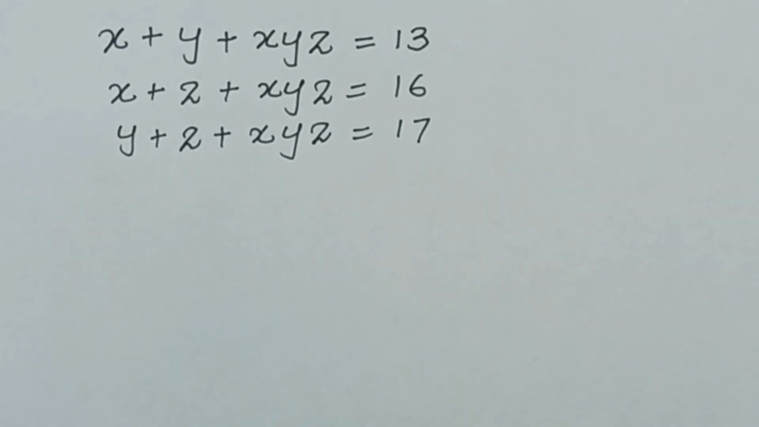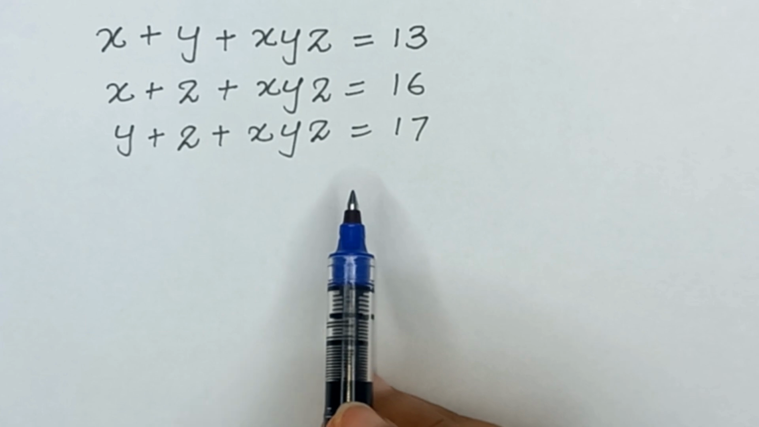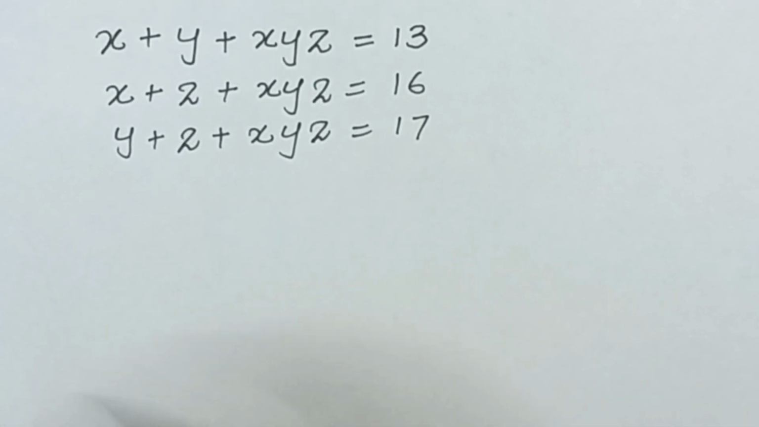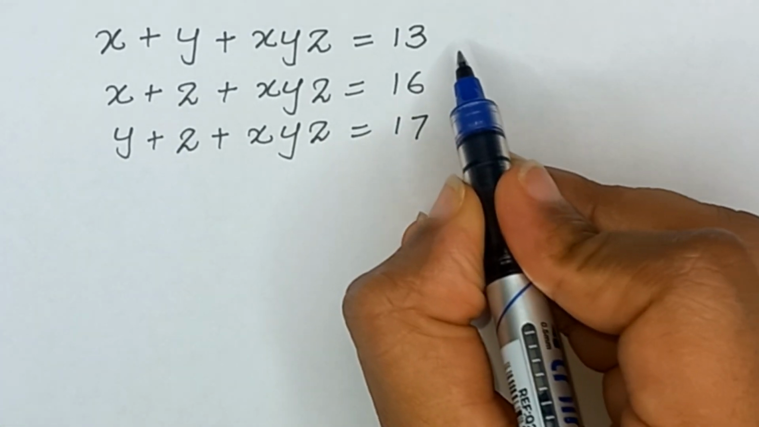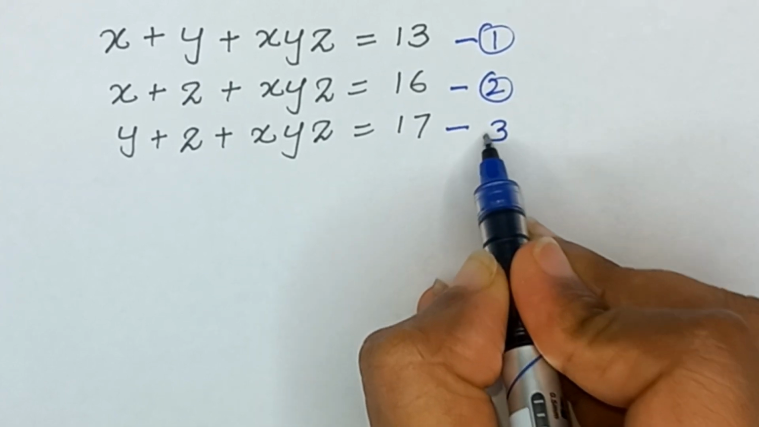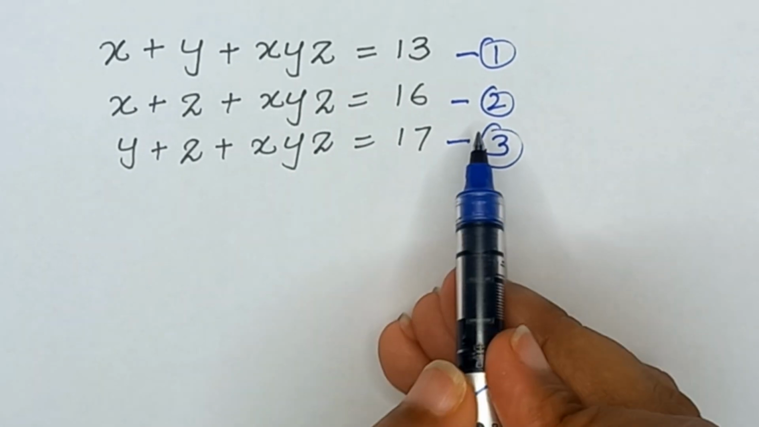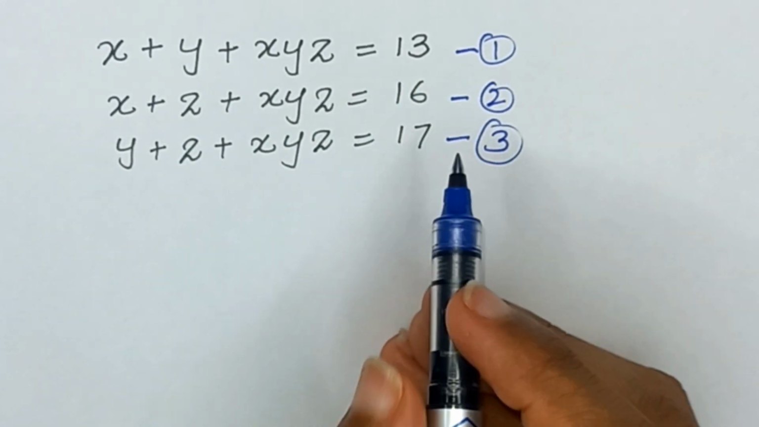Hello friends, today we will deal with a system of equations and I am going to solve for x, y and z. So here we have three equations. We'll name them equation number 1, equation number 2 and equation number 3. First of all, I will subtract equation number 2 and equation number 1.